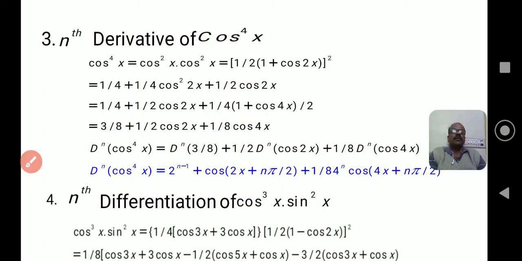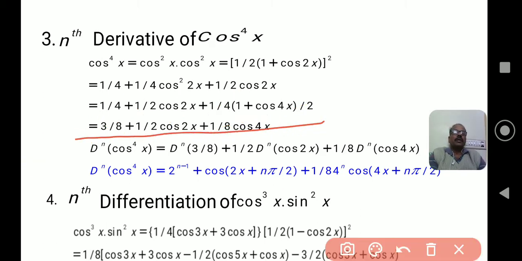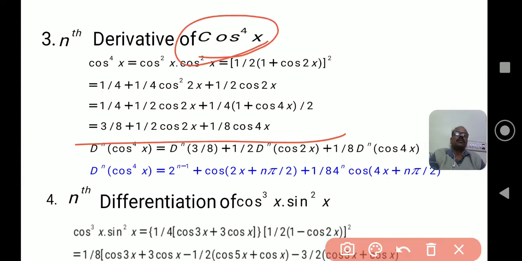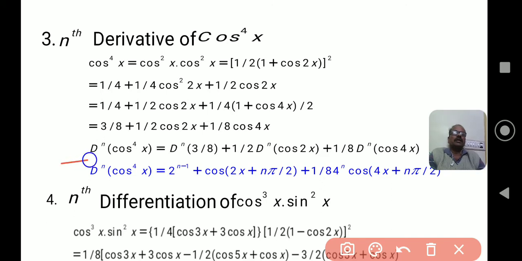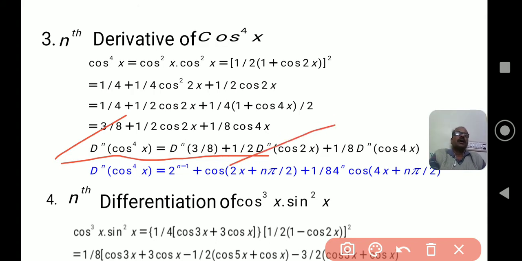Okay, observe each and every term in this step. 3 by 8 is a constant, cos 2x is a linear term, and 1 by 8 into cos 4x is of the type cos ax plus b, where b is 0 here. Okay, next, after getting cos power 4x in the form of linear terms, you take the nth order derivative formulas. Now we are substituting the nth order derivative one by one. The nth order derivative of cos to the power of 4x is the nth differentiation of a constant 3 by 8, the nth differentiation of cos 2x, and the nth differentiation of cos 4x.